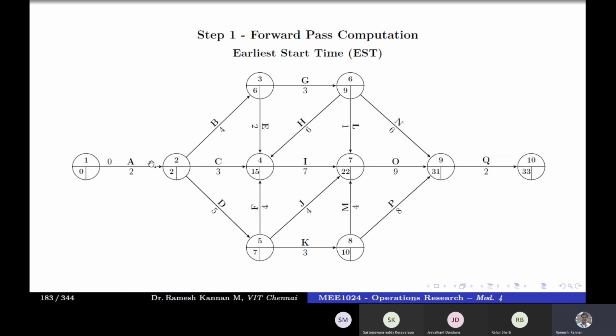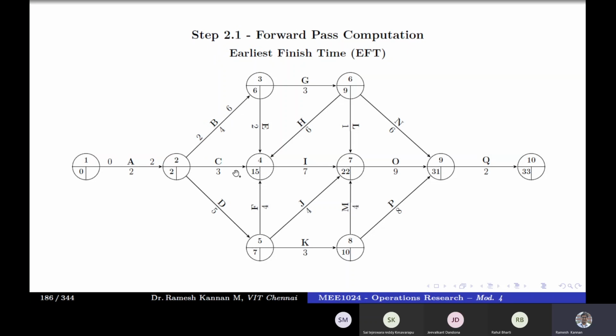So early finish time of activity A is early start time of activity A plus the duration, which means 0 plus 2 is 2. That is why you get this 2. Okay. Next we'll go to activity B. What is the EST of activity B? EST is the maximum of EI or EFT of the previous activity. In this case, both are the same, 2 and 2, so we'll get only 2. Okay. What is EFT? Early start time plus the duration will give us early finish time. So 2 plus 4 is 6.